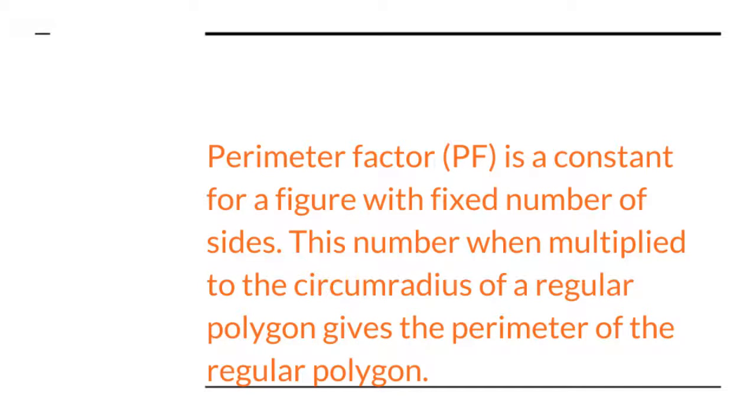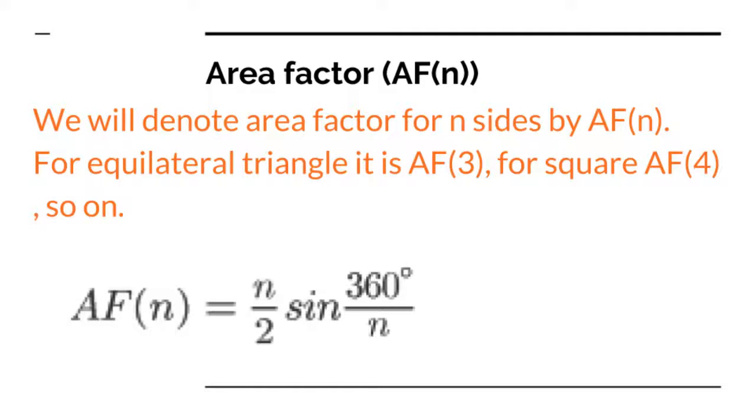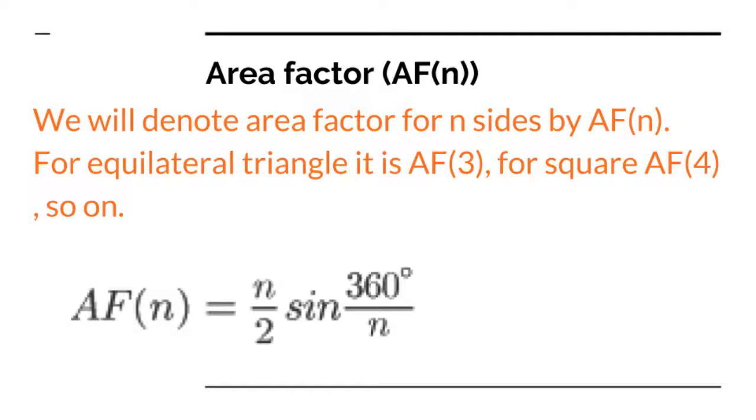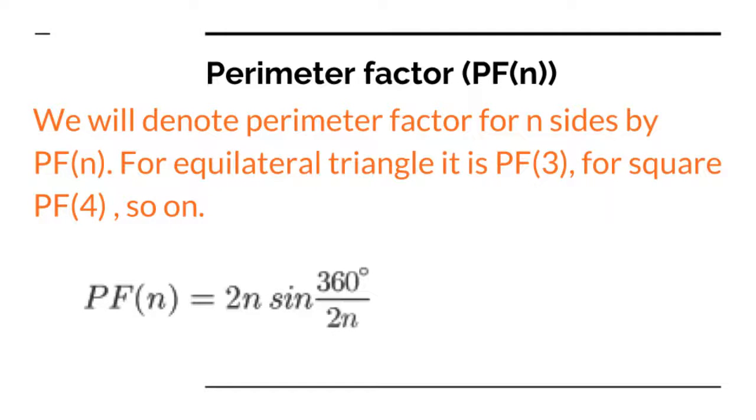Perimeter factor is a constant, which when multiplied by the circumradius gives the perimeter of the regular polygon. We will denote it by PF. Area factor AFn: we will denote the area factor for n sides of a polygon by AFn. For an equilateral triangle it is AF3, for a square it is AF4, and so on. AFn is equal to n by 2 sine 360 degrees by n.